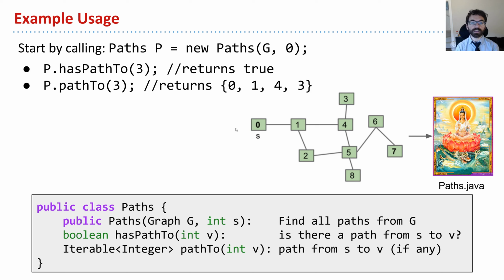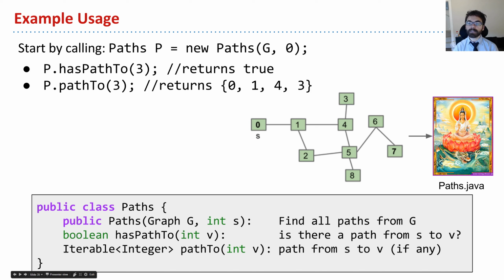So the way we'd actually use this thing, the goal we're trying to achieve, is we'd say, hey, I want to create a paths object. I'm going to give it this entire graph, which we already saw two videos ago how you construct. And we'll say, let's start from vertex 0. This is my start vertex.